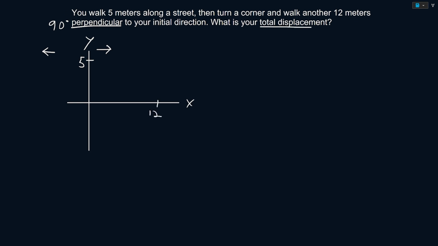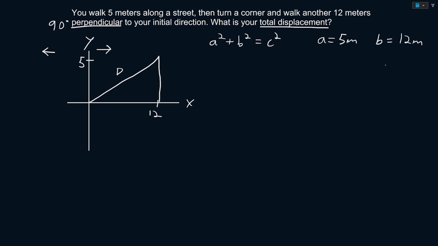In order to find the total displacement, you can form a right triangle with the distances that you walked as the legs, and your hypotenuse is equal to the total displacement. To find the displacement, we can use Pythagorean's theorem of a squared plus b squared is equal to c squared. We can say that a is equal to our first walk of 5 meters, and b is equal to our second walk of 12 meters.